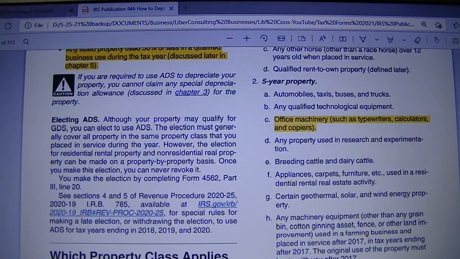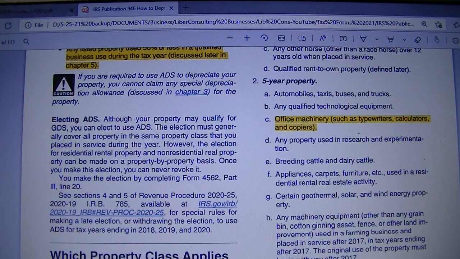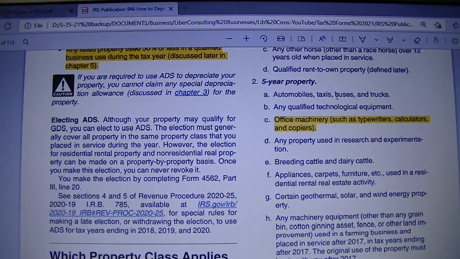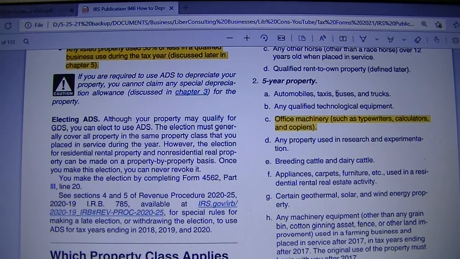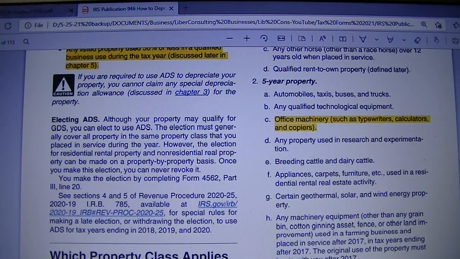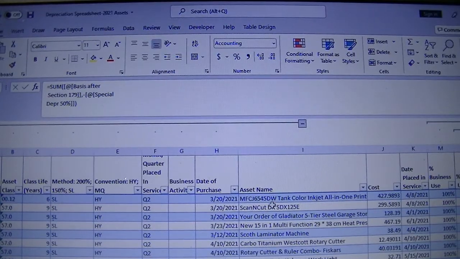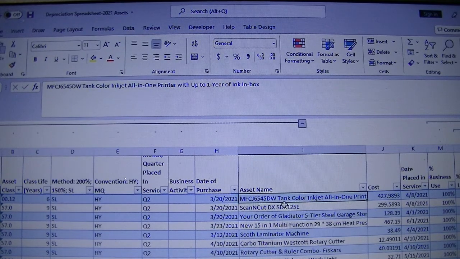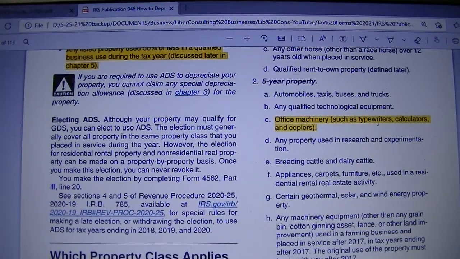So if you find your property listed in the general list, you could go with it. Another option that I like to take is you read the name of your product, and in this instance, for example, it is a printer, and that printer, we could say it is a 5-year property, but it is not specifically listed here.